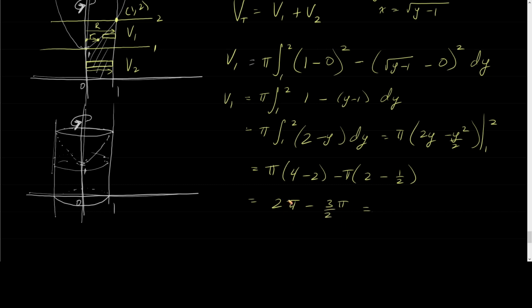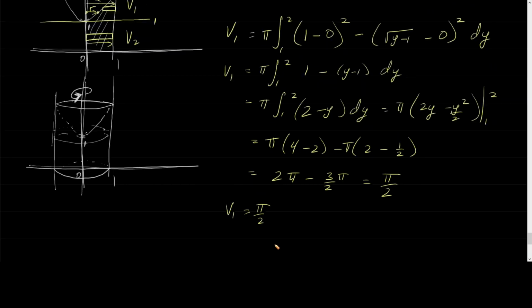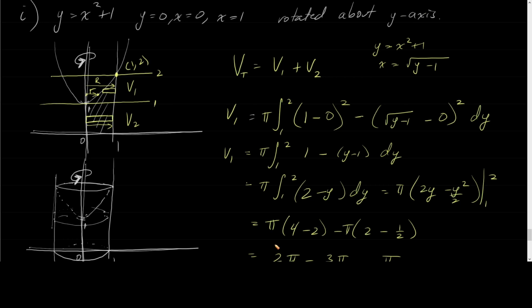And then again here, 2 minus 3/2, well, 2 is 4/2. 4/2 minus 3/2 is 1/2. So here I end up with just pi over 2. But that's just volume 1, right? Volume 1 is pi over 2. We have to figure out volume 2 to figure out the total volume.